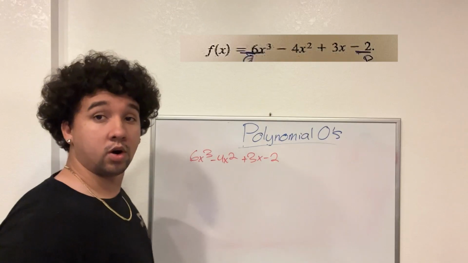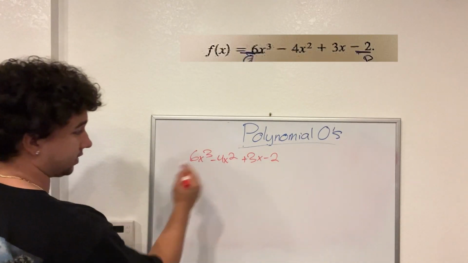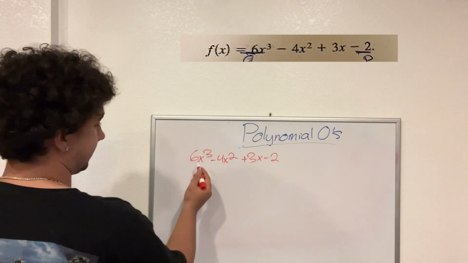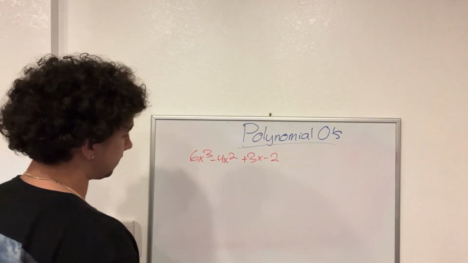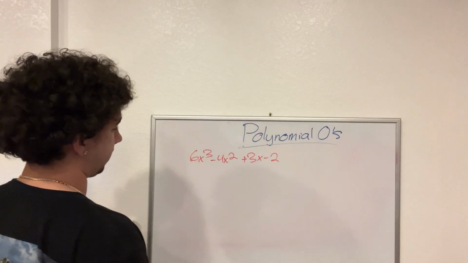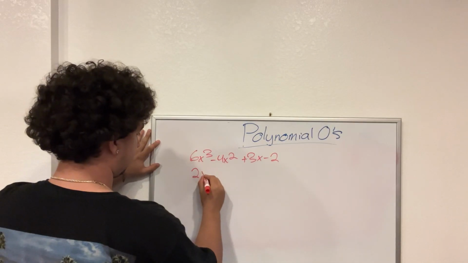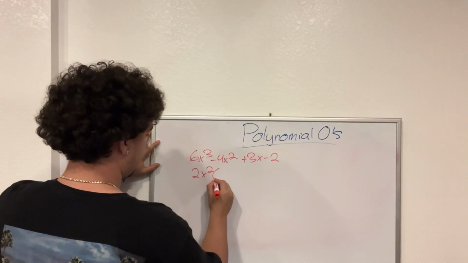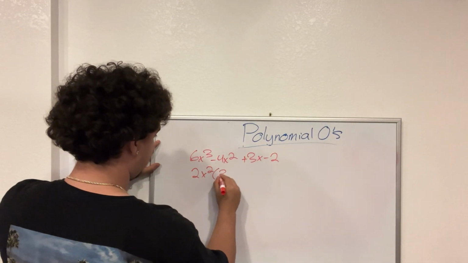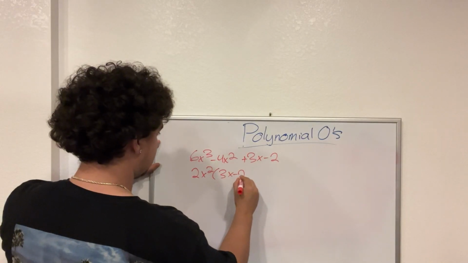First thing I'm going to do, always, can I factor by grouping since I have 4 terms? In this case, I'd have to take out 2x squared, actually. Let me actually try that. If I take out 2x squared there, it's going to give me 3x minus 2.